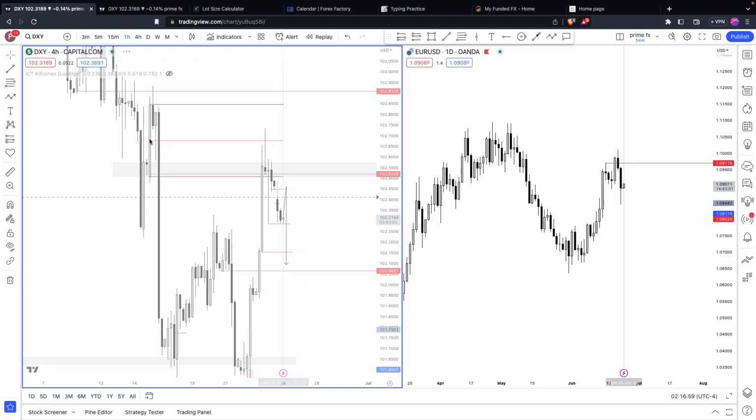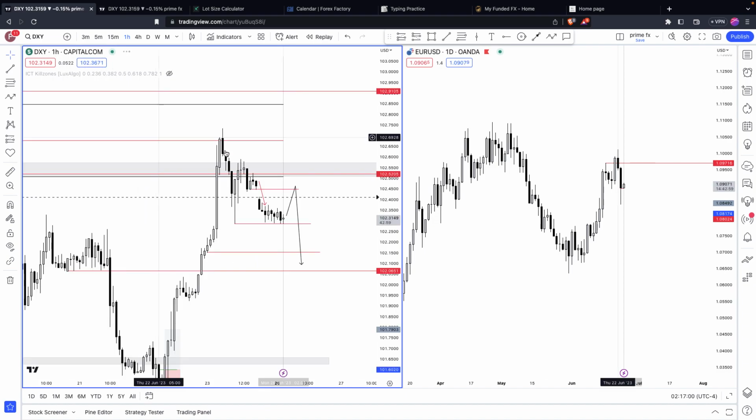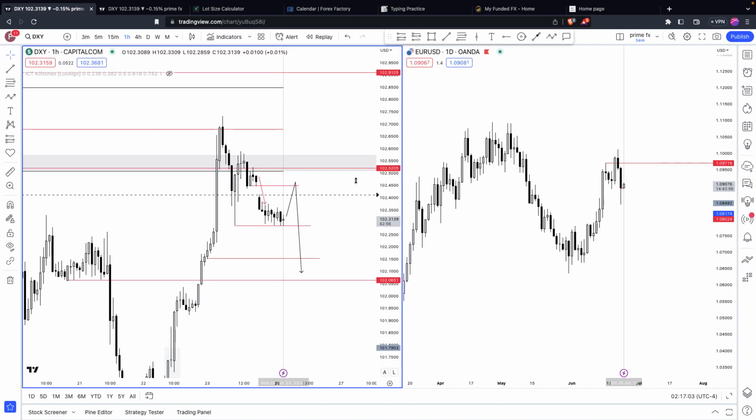So yeah, it's going to be because of this displacement down. I really don't know my bias, but this is what I think price is going to do. I'm thinking price will go back into this zone because of this displacement that we had downwards. And then once price goes into this zone, we are just going to take the trade and go down here.